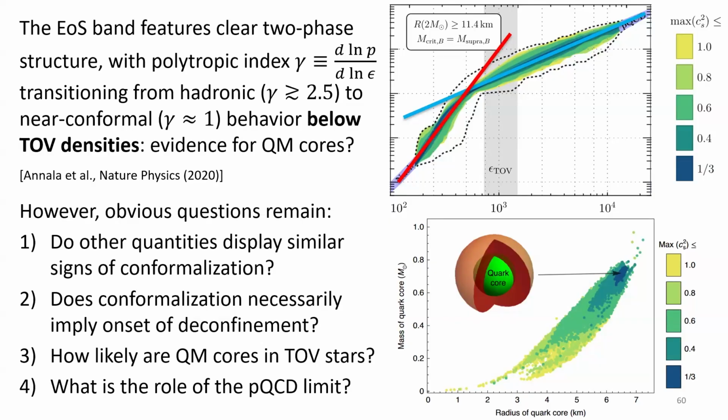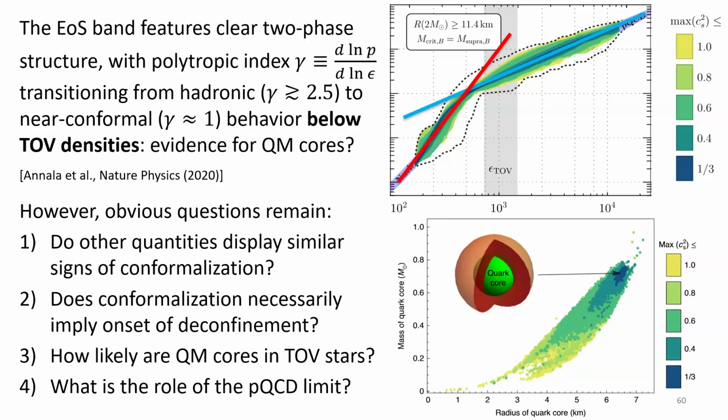But anyways, this is just a very indicative result. There are certainly many questions that this kind of naive analysis leaves unanswered. One is, are there other quantities besides this polytropic index that display signs of conformalization? I should maybe mention that gamma equals 1 corresponds to this blue slope here. That is the result you obtain in a conformal system, one of which is high density quark matter.